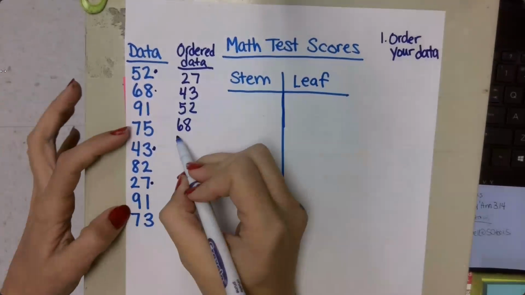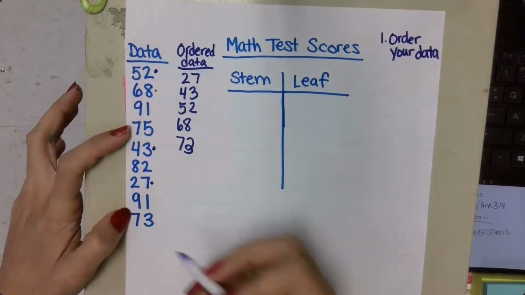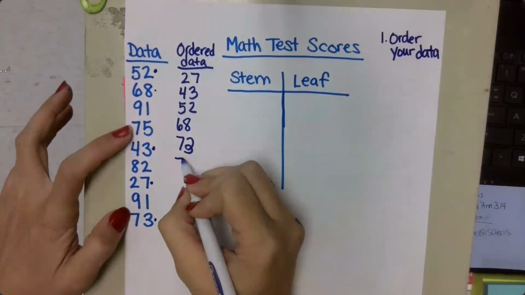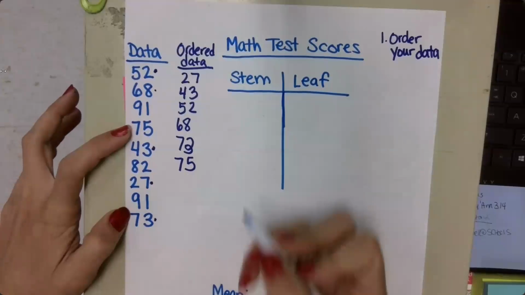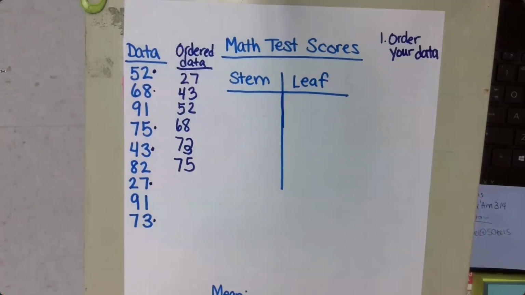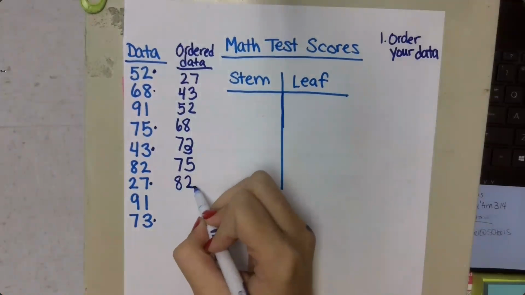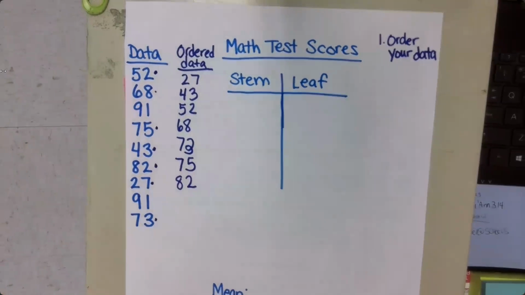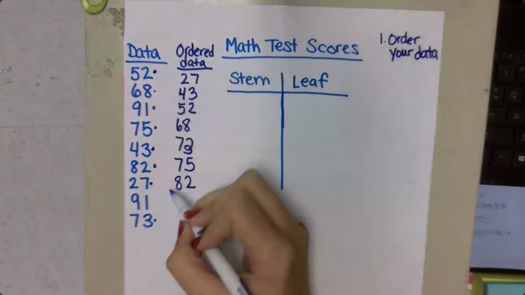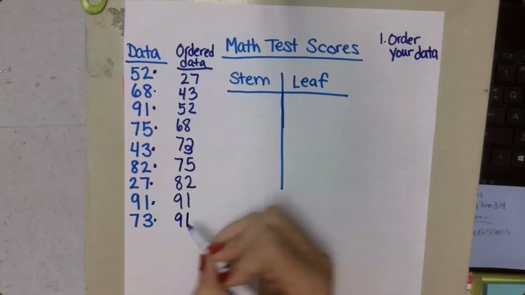70s. I have 2 in the 70s. I have 72. Oh, 73 and 75. All right, mark off that data point. Next, what do you think? Very good, 82. And I'm in the 90s, I have 91. And look, I have another 91.